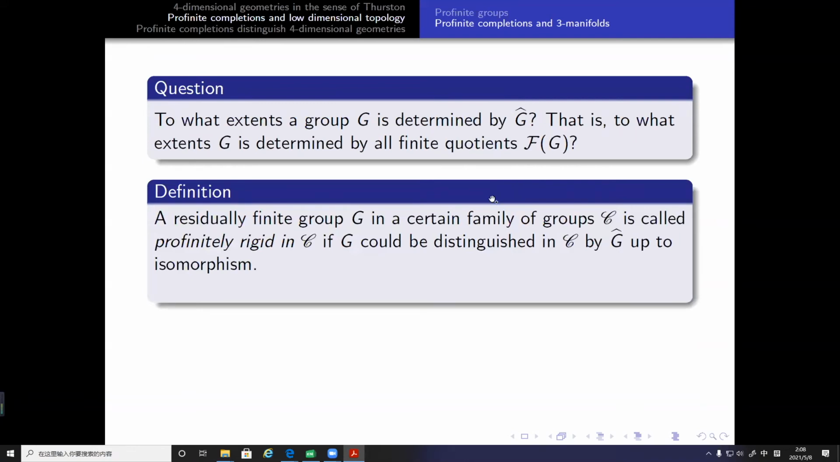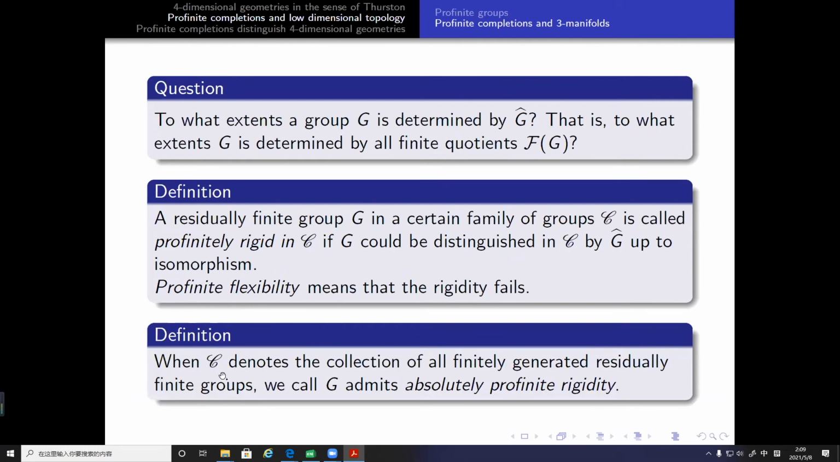In a certain family of groups, a residually finite group G is called profinitely rigid in this class of groups if G can be distinguished in this class by its profinite completion. Profinite flexibility means the rigidity fails. In other words, there may be two different groups G1 and G2 in this class that have the same profinite completion. If the class is the collection of all finitely generated residually finite groups, then G is absolutely profinitely rigid if it is rigid in the above definition.